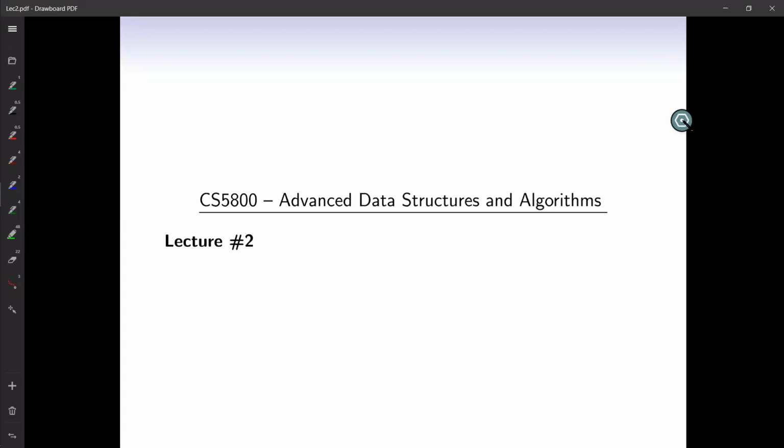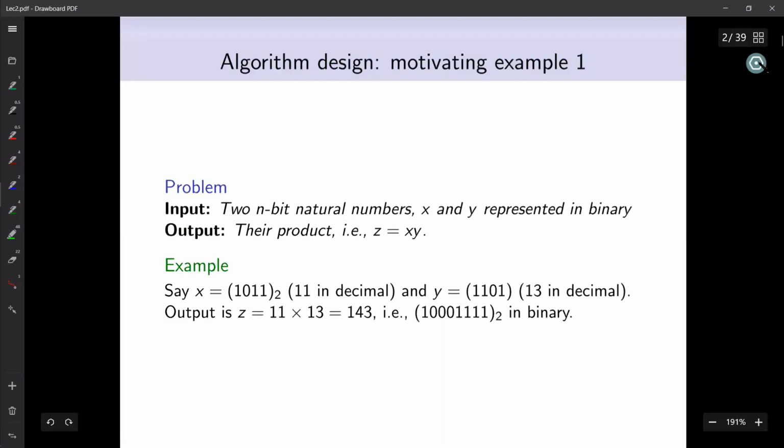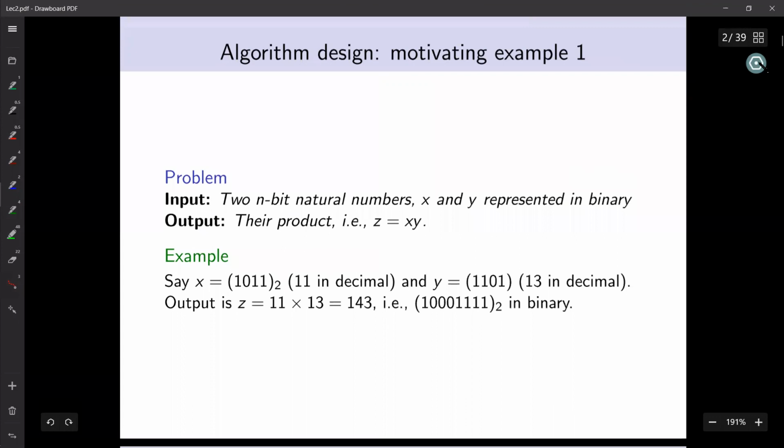Welcome back. In today's lecture, we are going to see a motivating example for divide and conquer, and we'll give brief motivations for the whole course. So let's start with a simple example. Let's consider the following problem.